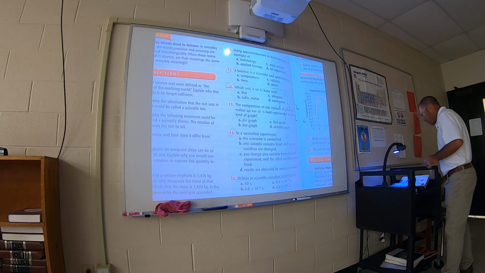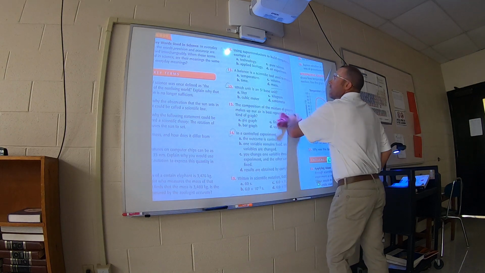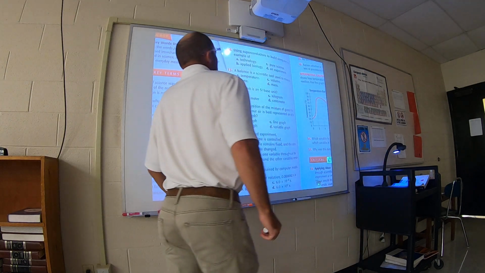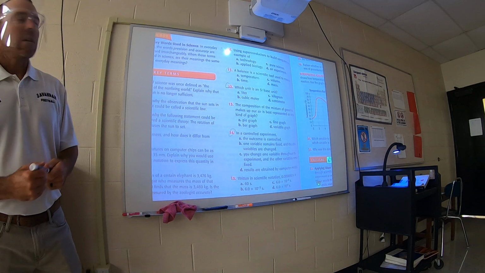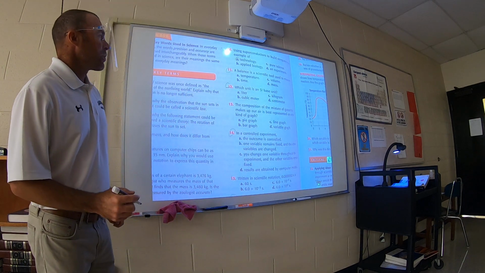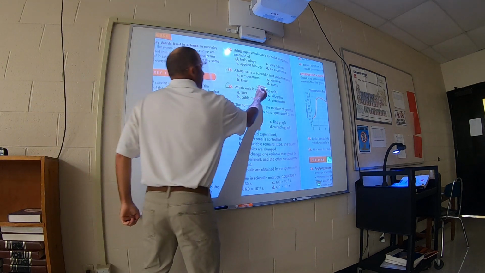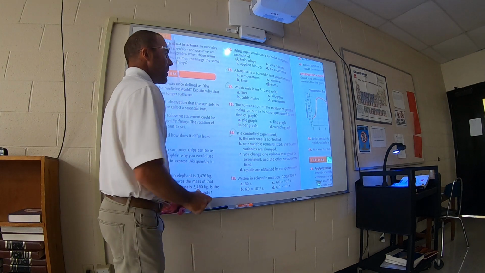So number 10 says using superconductors to build computers is an example of what? A, technology. Number 11, a balance is a scientific tool used to measure D, mass. Number 12, which unit is an SI base unit?